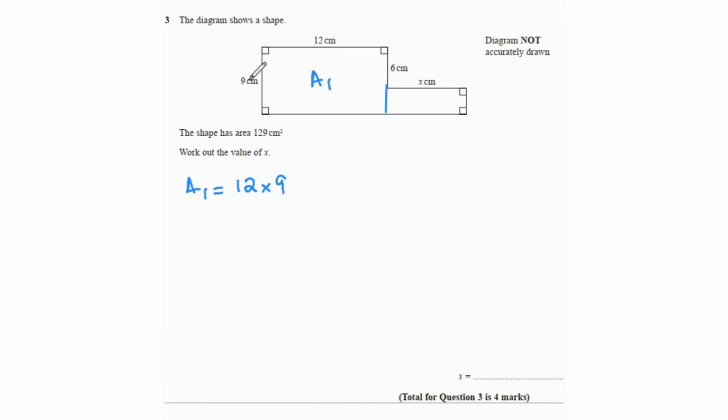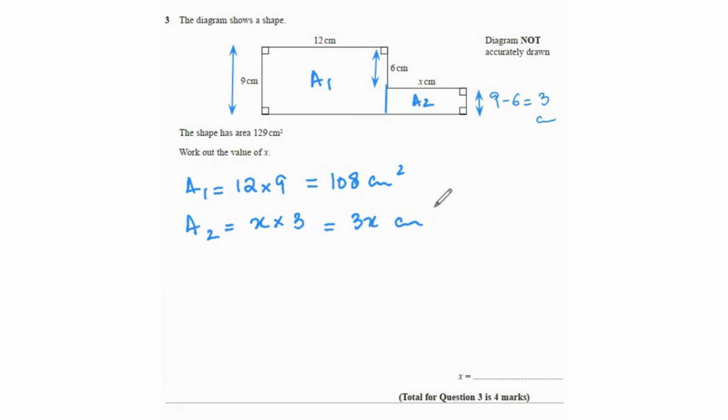And if this is 6 and this entire side is 9, let me highlight that with arrows. This entire side is 9, this is 6, which means this is going to be the difference of 9 and 6. That's 3 centimeters. So area 2, which is this rectangle, is going to be x times 3. So 12 times 9 is going to be 108 centimeters squared. x times 3 is going to be 3x centimeters squared.